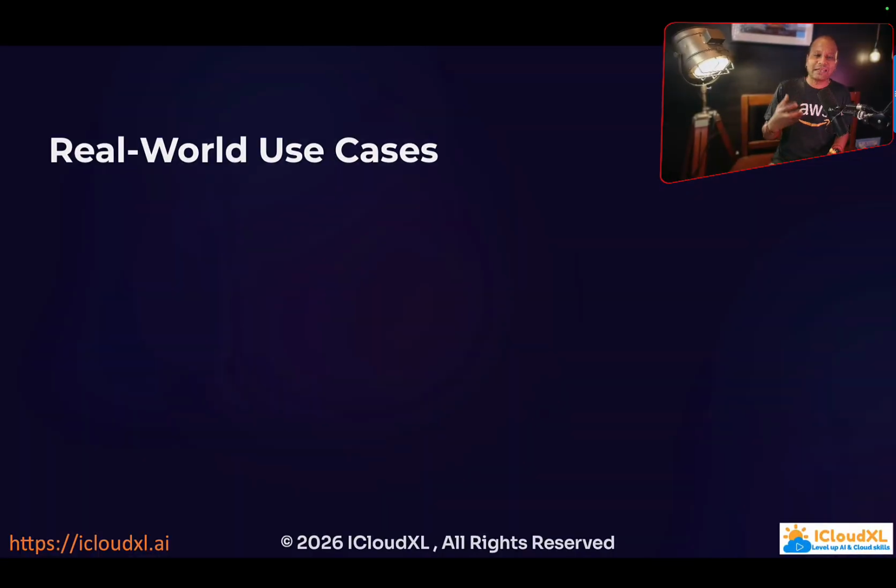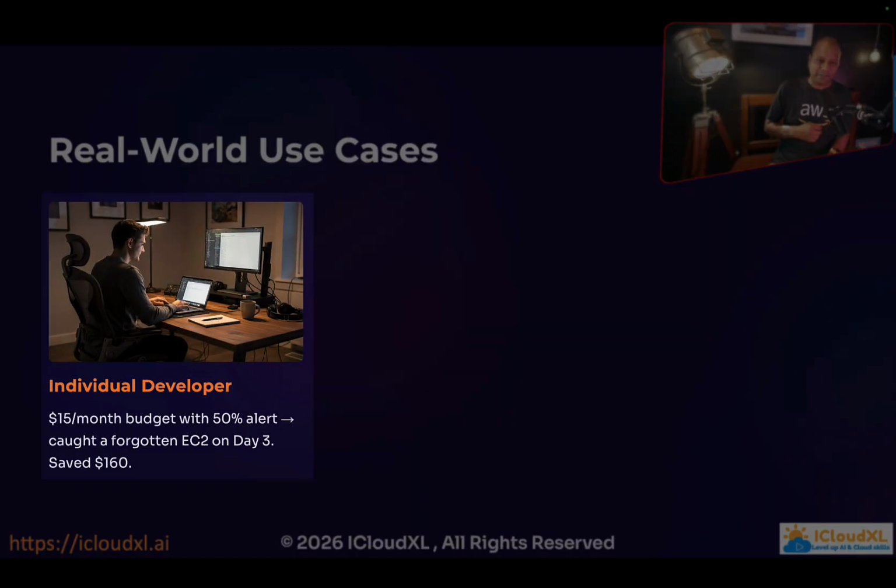Let's talk about some real world use cases when you actually need to set up a budget. Number one, you are an individual developer and your spending limit is really low. You set up, like for me, $5, $10 or $15. So even if you by mistake run an EC2 instance for 1 or 2 days, immediately you get an alert that, hey, you are running an EC2 instance and you got the budget alert. So that's the actual use case for a free tier account.